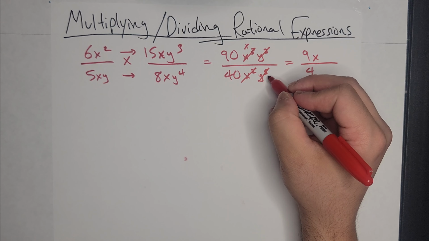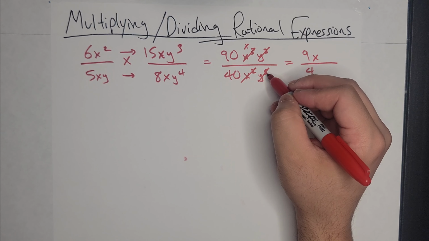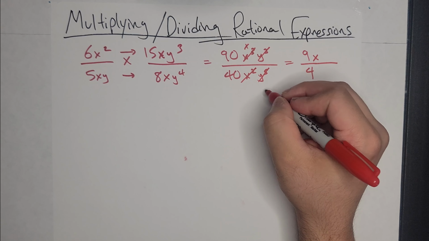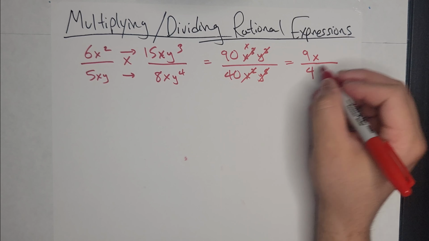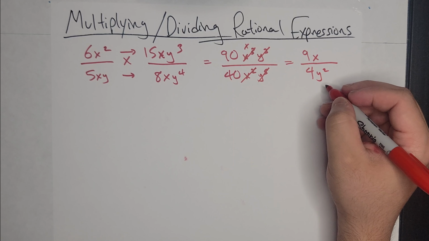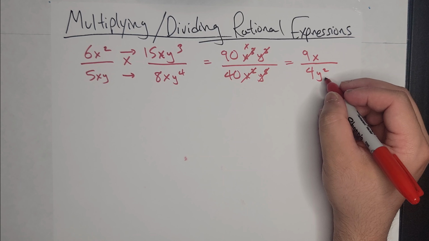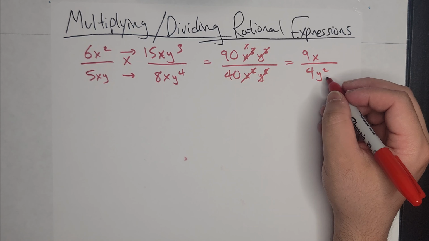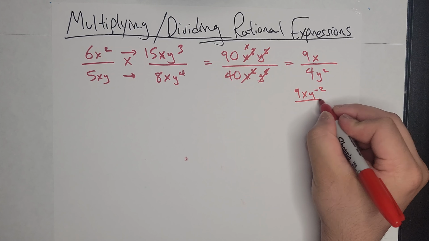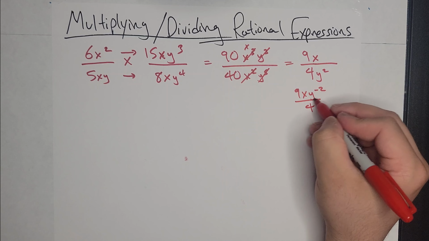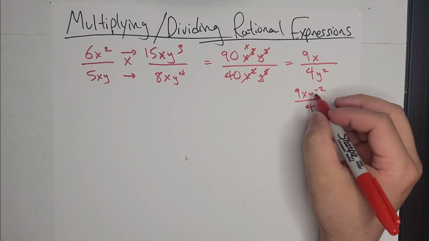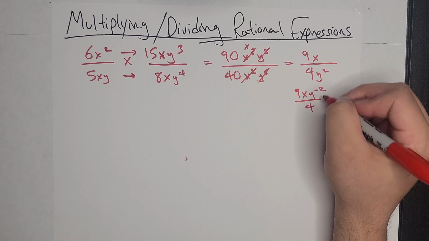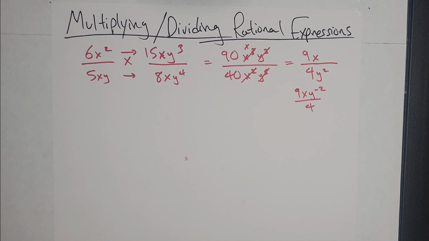On the bottom, 3 minus 5 will give me negative 2. So that's basically like saying that we could have put negative 2 like this, 9x y to the negative 2 over 4. But this negative 2 just means it's a 1 over y to the 2. So same as this. So yeah, that has been a very simple one.